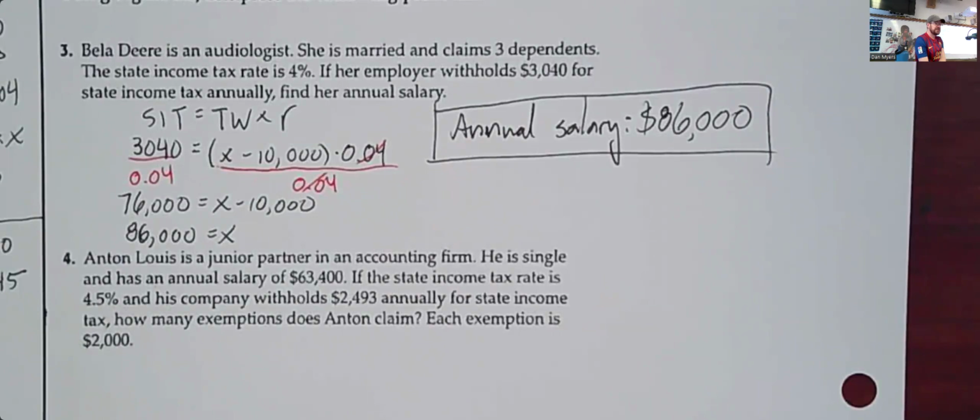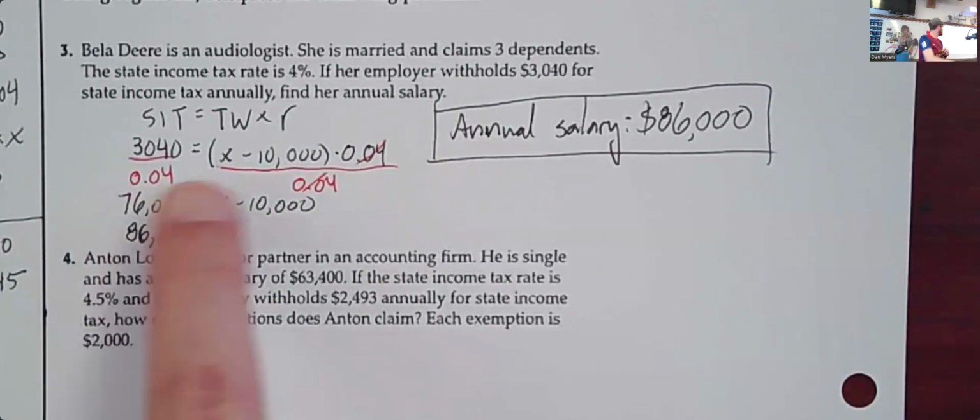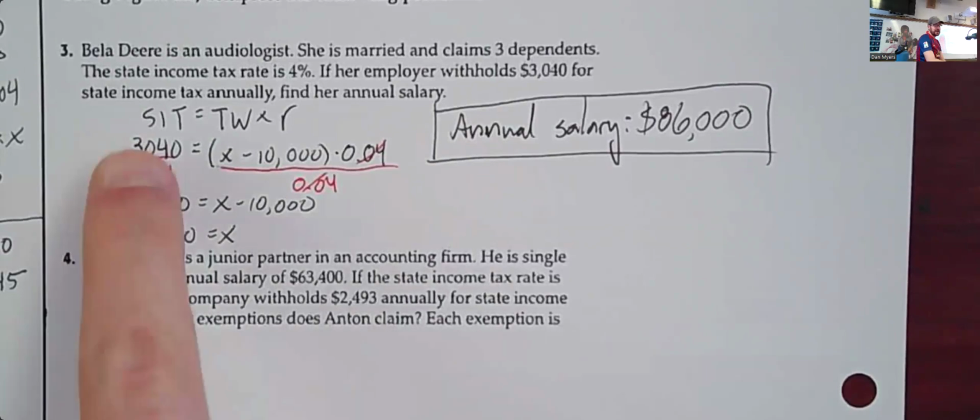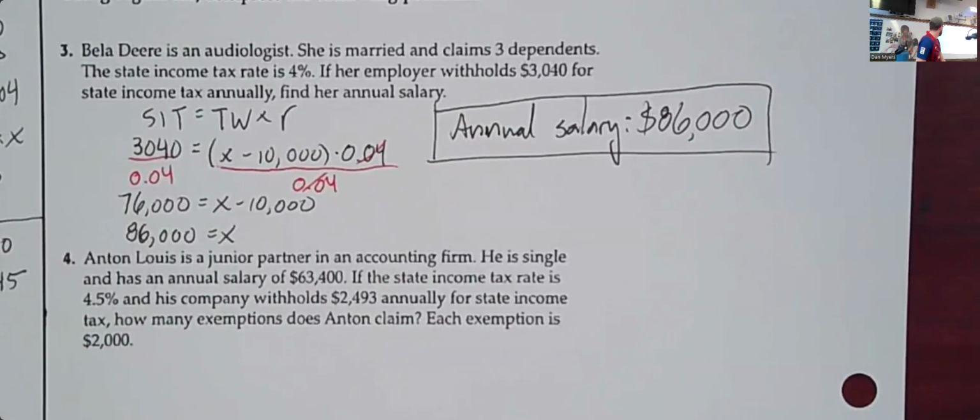If you didn't get that initially, hopefully that makes a little bit more sense. We're using the same formula each time. We just are being given different information for each problem. But we're still using state income tax equals taxable wages times the state income tax rate for every single one of these. Even for number 4, which again gives us different information, but we can still write that equation with the information that we have. Questions on number 3?